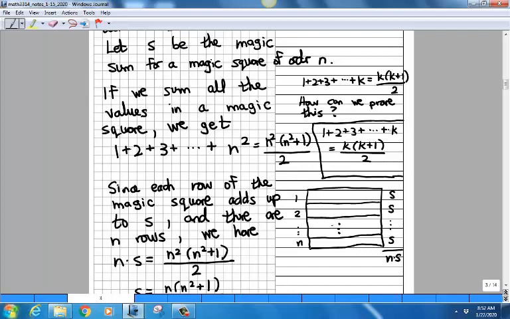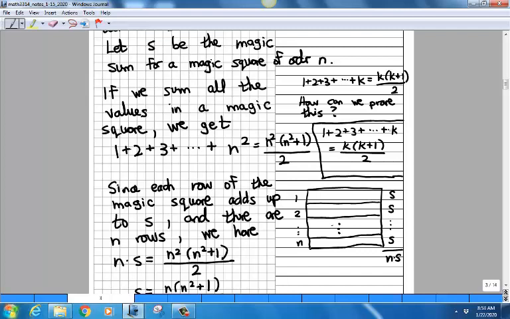If I add this row's sum to this row's sum to this row's sum to this row's sum, that would give me the sum of everything in the magic square. Is that correct? See what I'm saying? If I add up across here, I know that has to give me the magic sum, because all the rows have to be the same value. So I'm just calling that S. I don't know what that is yet.